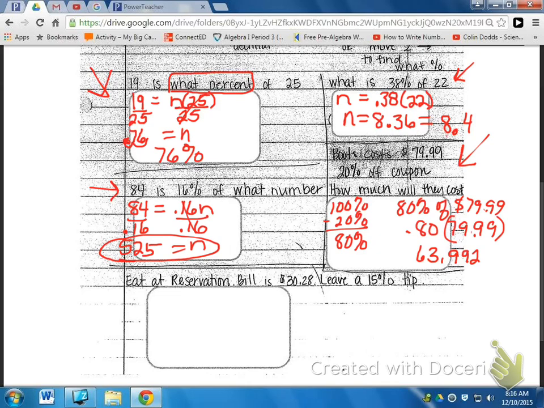So what would make sense to write as an answer for 63.992, when we're talking about money and the final cost of those boots? The 2 tells you to round down, so you keep it at 9. Okay, so I would write what? $63.99. $63.99 would be the cost of those boots.